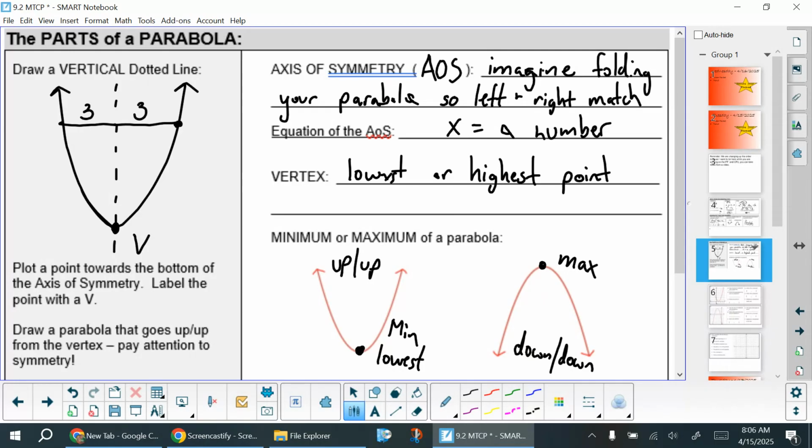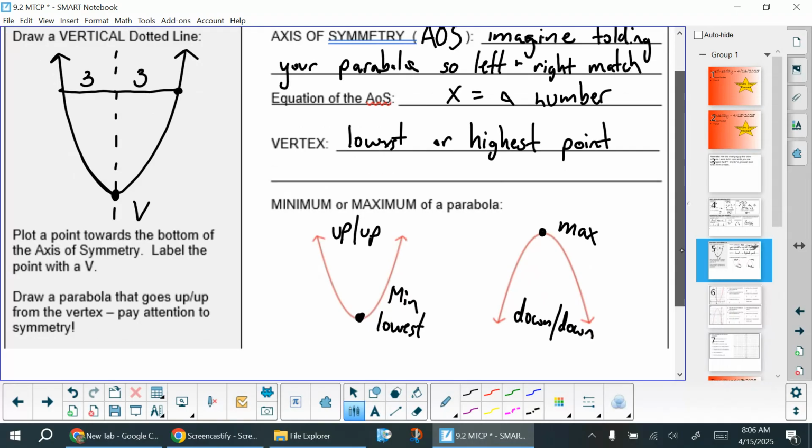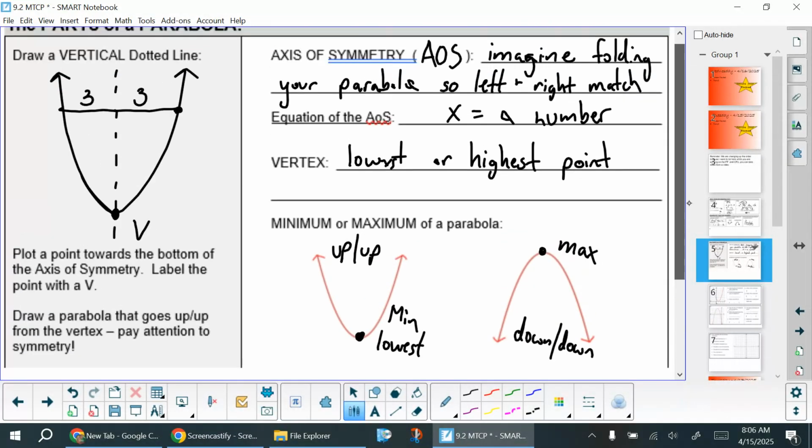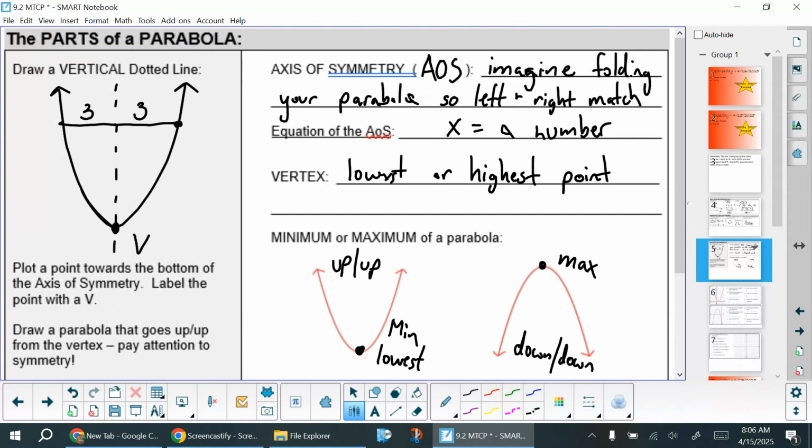So we've got a few key points there. You'll see those abbreviated as min and max, or you'll see them written out. But the minimum and maximum points are the vertex of the parabola. It just depends on if it goes up, then it's going to have a lowest point, so a minimum. If it goes down, it's going to have a highest point, so a maximum.